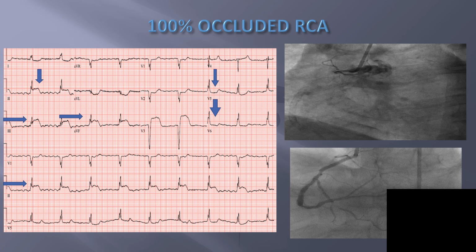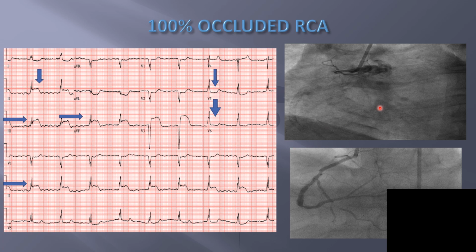This EKG is an example of a 100% occluded right coronary artery of a patient that was brought in. As you can see by the EKG, you will see ST elevation in leads 2, 3, and AVF, with ST depression in lead 5 and 6.